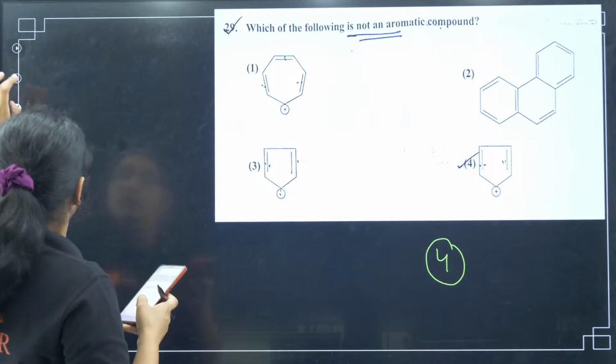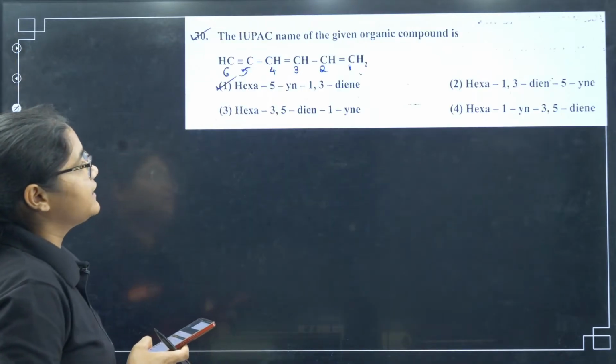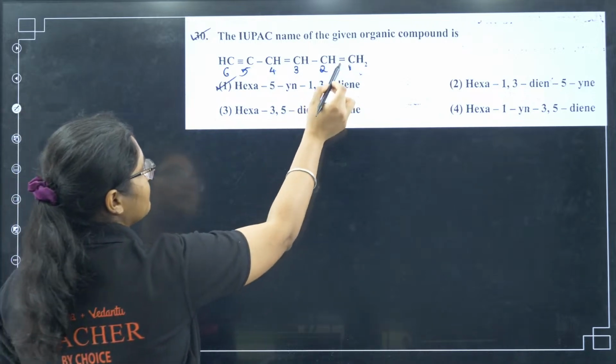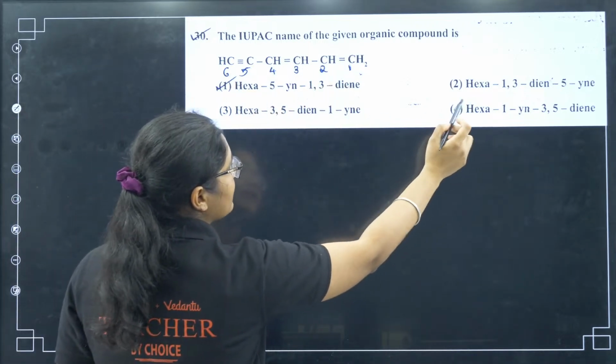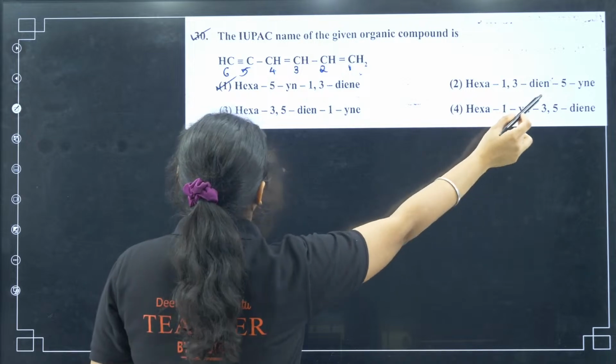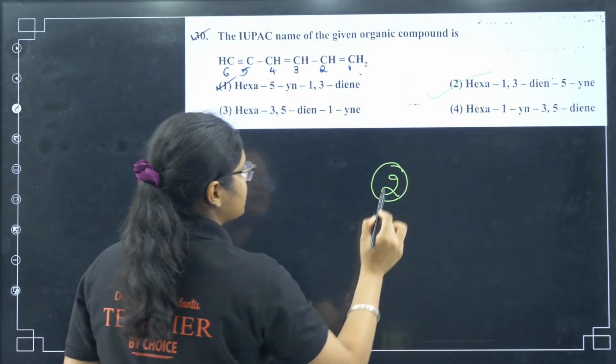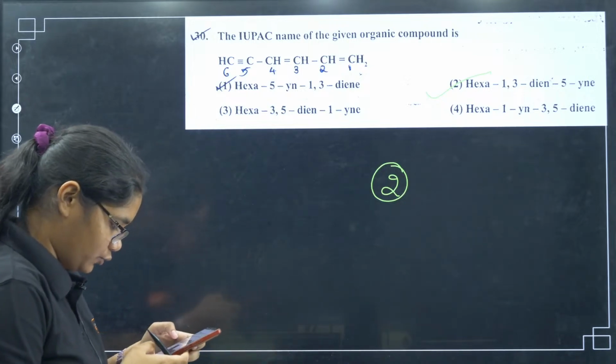Okay. Next, we have the IUPAC name of the given organic compound. So here you should be careful. You have to number it in this way, and the name will end with YNE. So hexa-1,3-dien-5-yne. So the correct answer for this question will be option number 2. Okay.